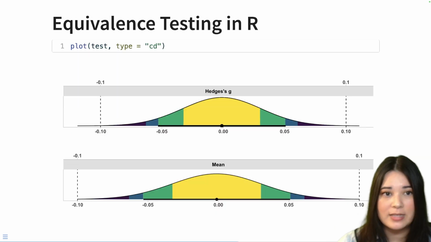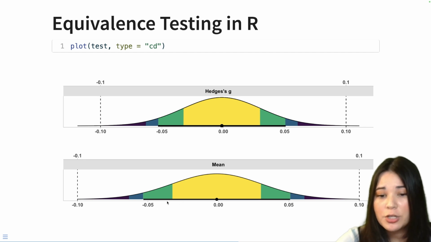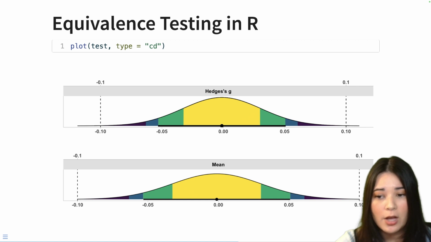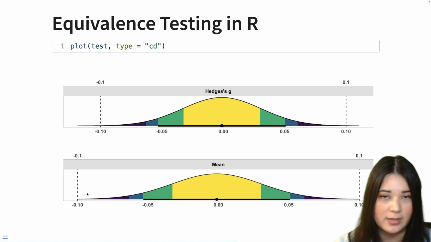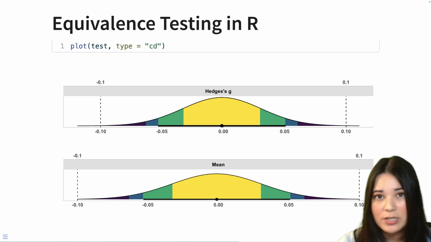We can also use this test to make a really cool plot. I really like the one on the bottom, which essentially shows the confidence interval below as well as the upper and lower bounds of our two one-sided t-tests. You can see that our confidence interval is well within those ranges, which is why our equivalence test was significant.